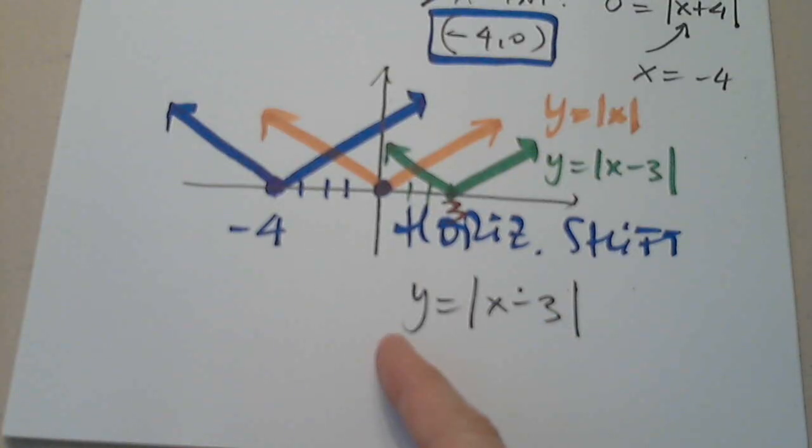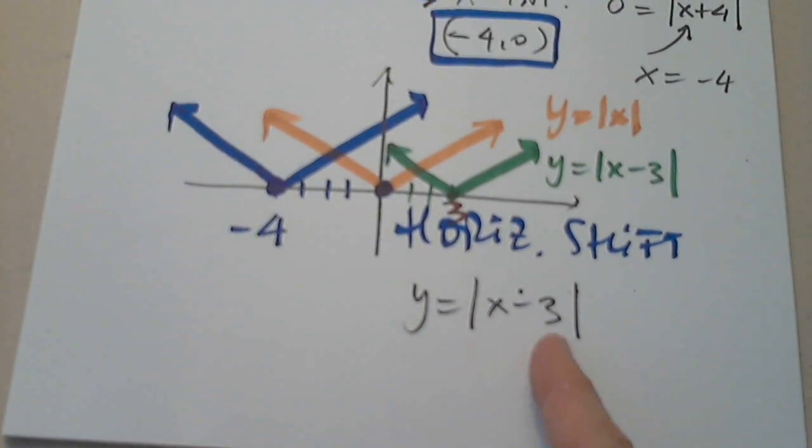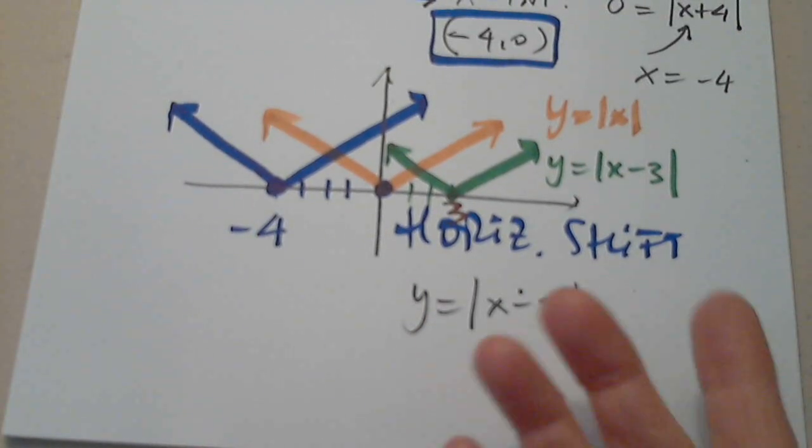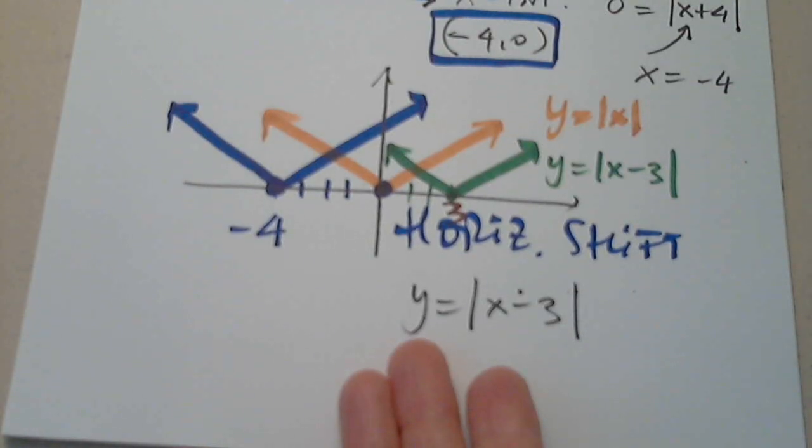3 plus 3 is 0. -3 minus 3 is -6. The absolute value is 6. It's not 0. So that is the reason why.